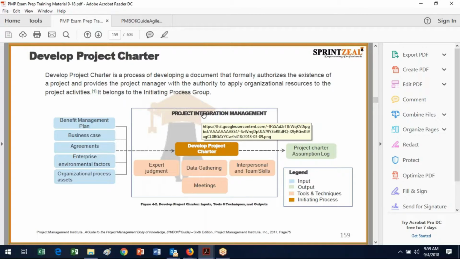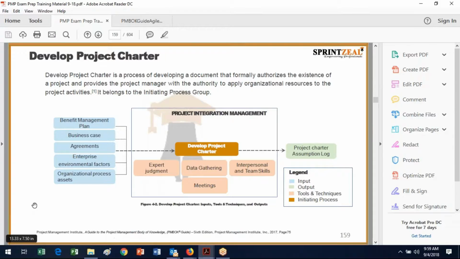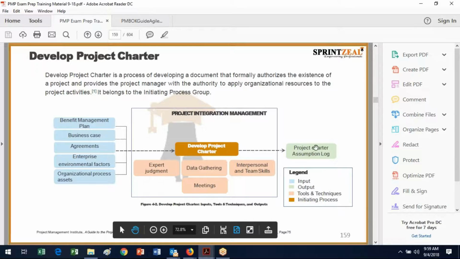The inputs are the business management plan, the business case, agreements, enterprise environmental factors, organizational process assets. And this is what plays the process: the expert judgment, data gathering, meetings, interpersonal and team skills to produce the project charter and assumption log. Right. So there's your I and your TT and your O right there. Okay.